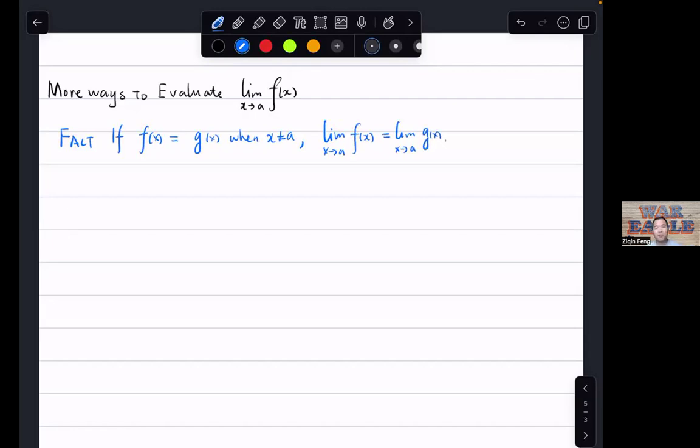If you have a function and you cannot plug in A because f of A is undefined, you can try to cancel the zero factor in the denominator to get a new function in which you can plug in your A to get the limit. So let's see a couple of examples.